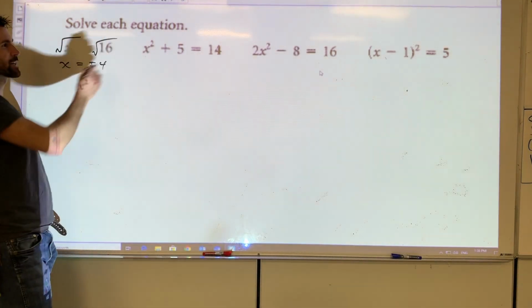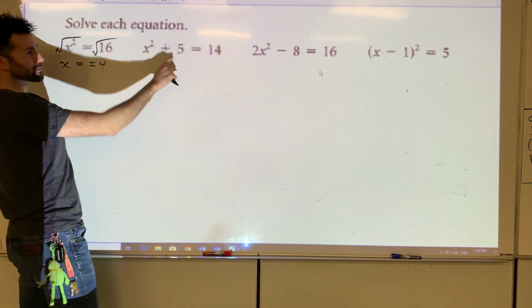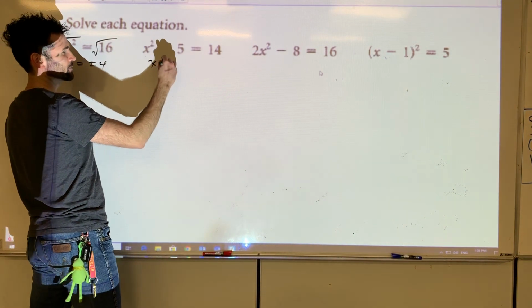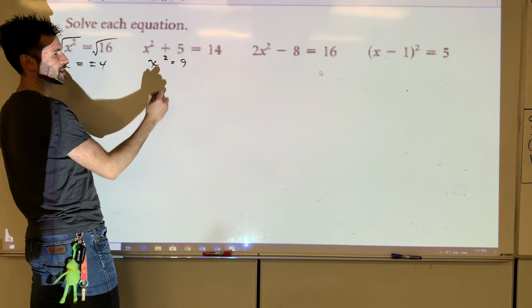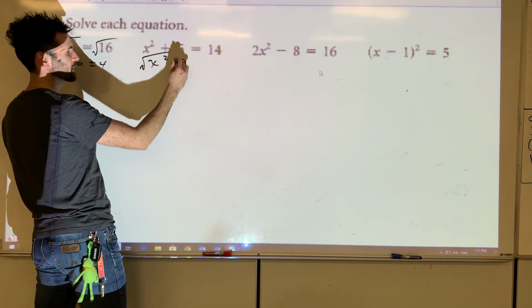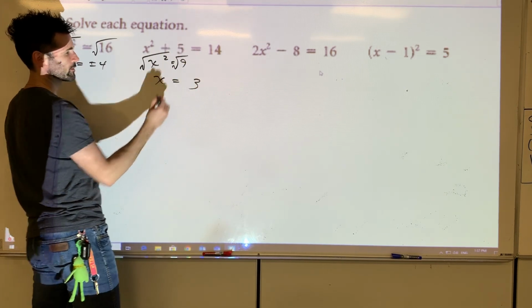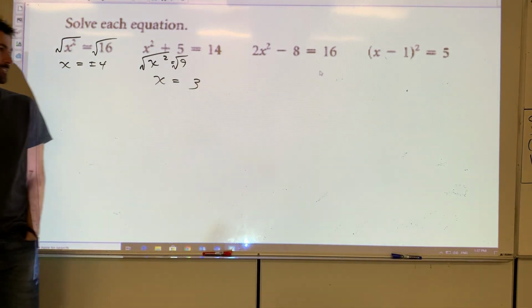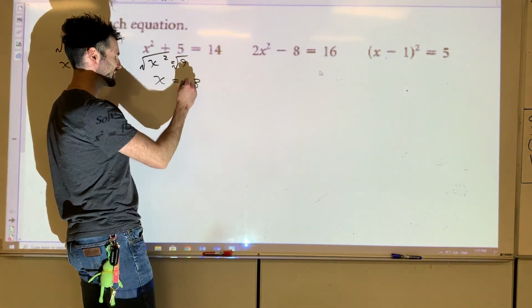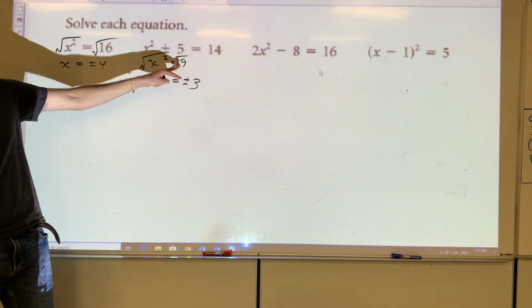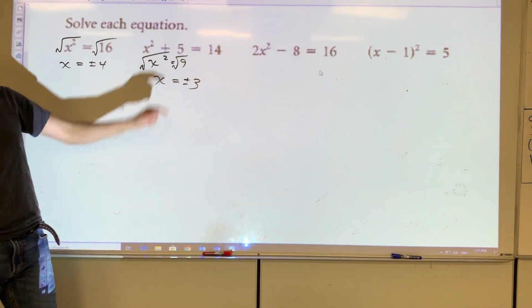This one here, need to isolate the x squared variable, so need to get rid of the 5. So we're going to subtract 5 from both sides. 14 minus 5 is 9. Now we can square root both sides. What have I forgotten? Yeah, plus or minus, right? Because negative 3 times negative 3 is 9, and so is positive 3 and positive 3.